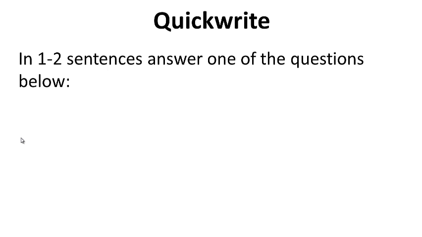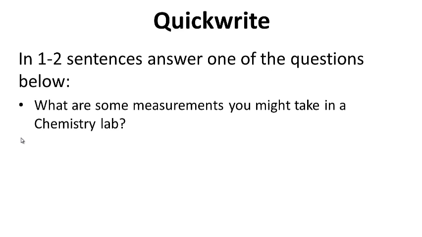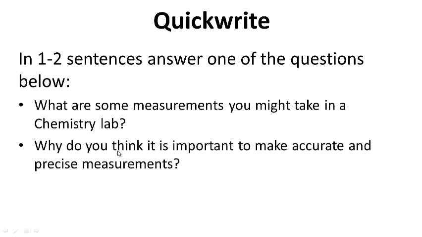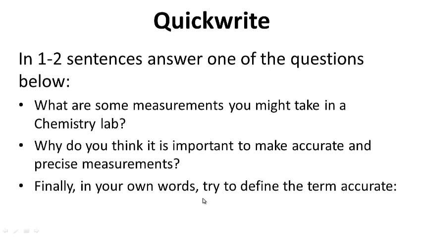All right, for your quick write here, okay? Remember, your quick write is just to get you thinking about the topic. There's no wrong answer here. So, in 1 to 2 sentences, answer one of the questions below. You don't have to write the questions, just answer them. What are some measurements you might take in a chemistry lab here? Why do you think it is important to make accurate and precise measurements? Finally, in your own words, try to define the term accurate. Okay, so go ahead and pause this if you need more time to write. I'm going to move on here.